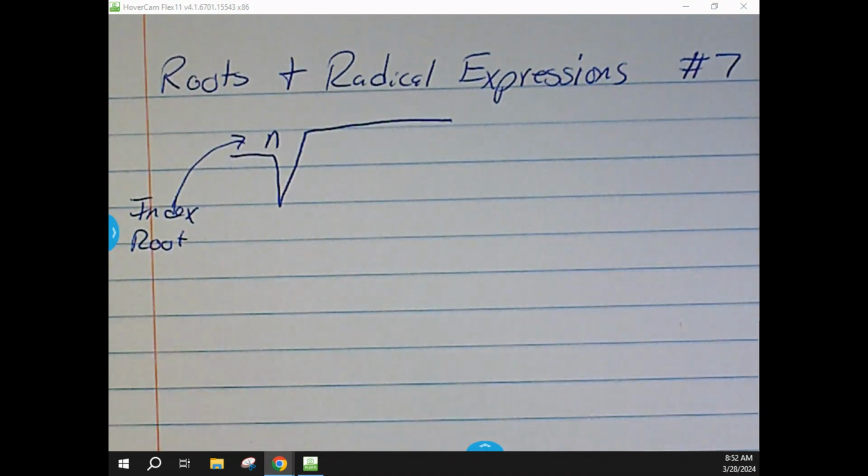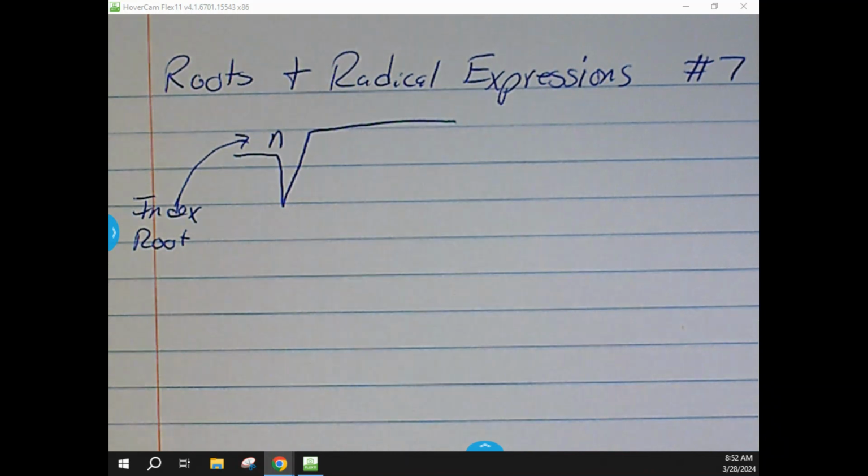And the big tie-in for this one is that when we find our exit buddies, when we're simplifying radicals way back when doing square roots, that's telling you how many of a kind you're looking for. So if the index is 3, you're looking for 3 of a kind. If the index is 4, you're looking for 4 of a kind. So that number is going to tell you how many of a certain number you're looking at.